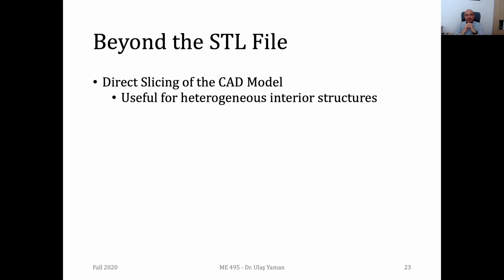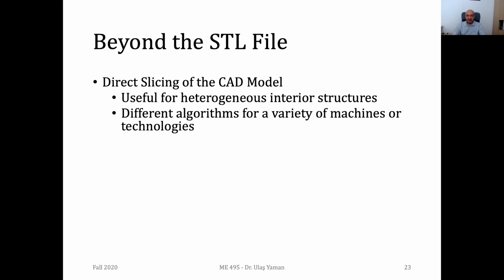And we can do it for having heterogeneous interior structures, since you know that once you convert your design into an STL file, it's always assuming that the interior is a solid one. We don't have any special interior structures. But if you do direct slicing, then it's quite easy by having the slices of such special interior structures. You can directly generate the G-code file or other machine files and have your part printed. And obviously, depending on the type of CAD software you are using and the type of machine you have, there might be differences and you need to be careful about them.